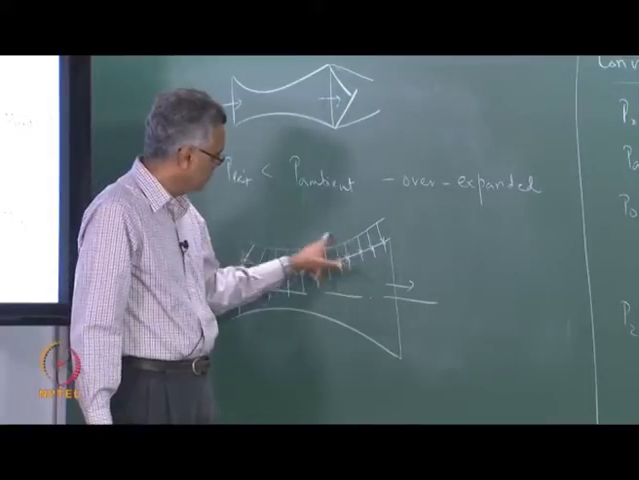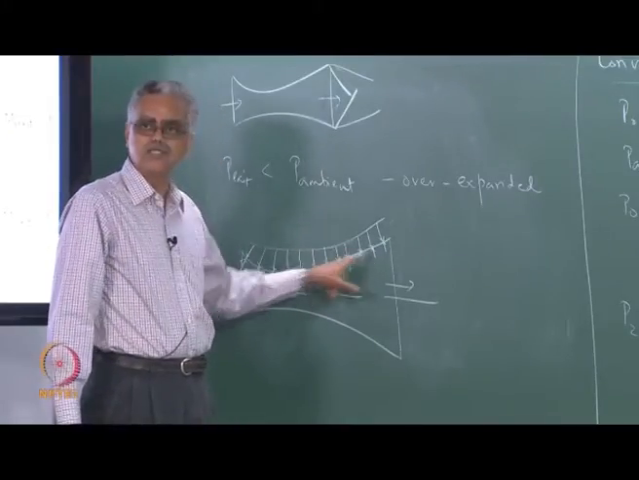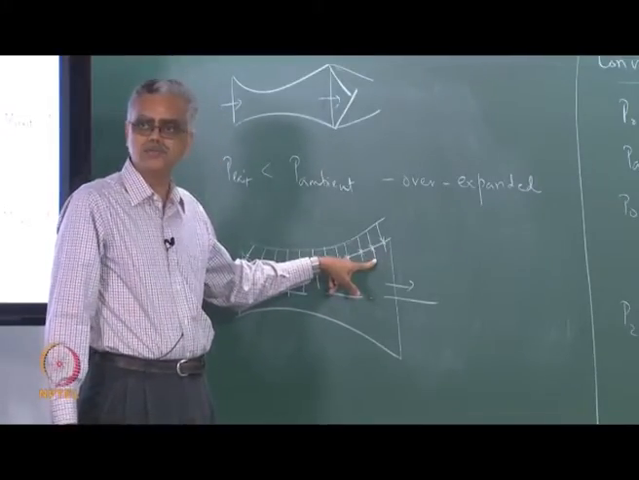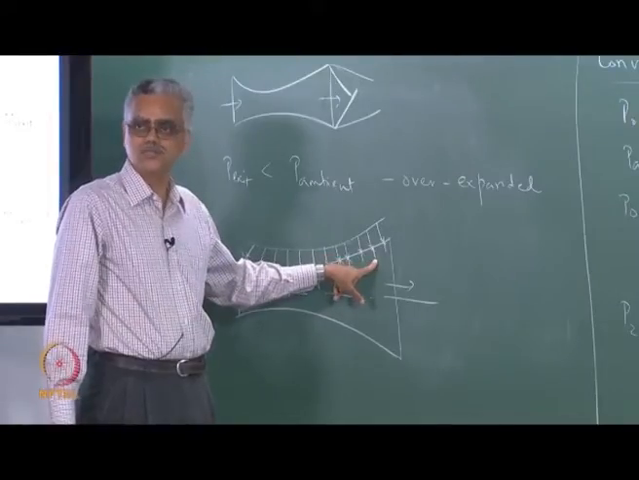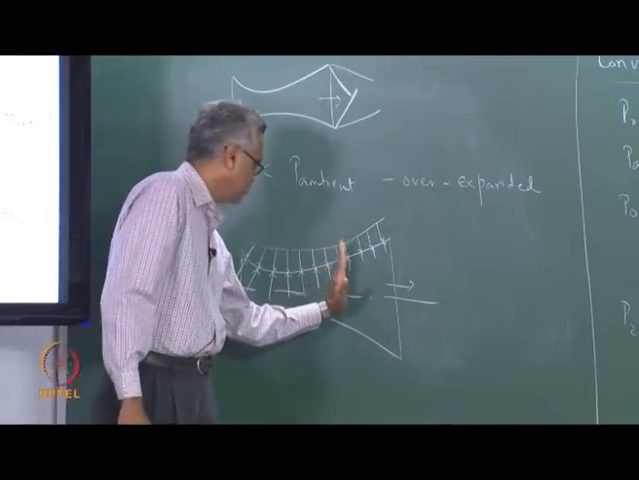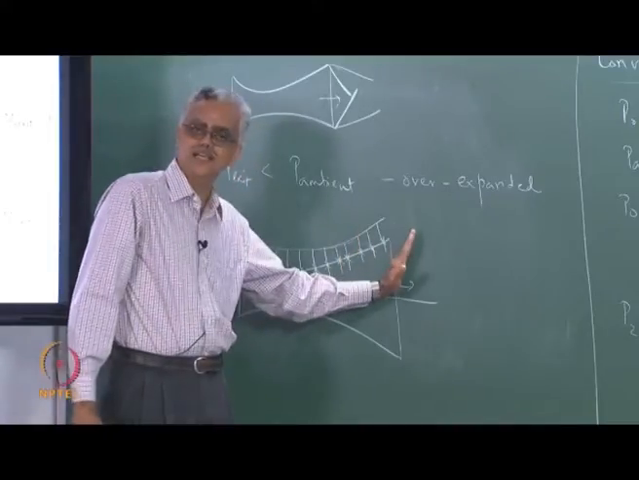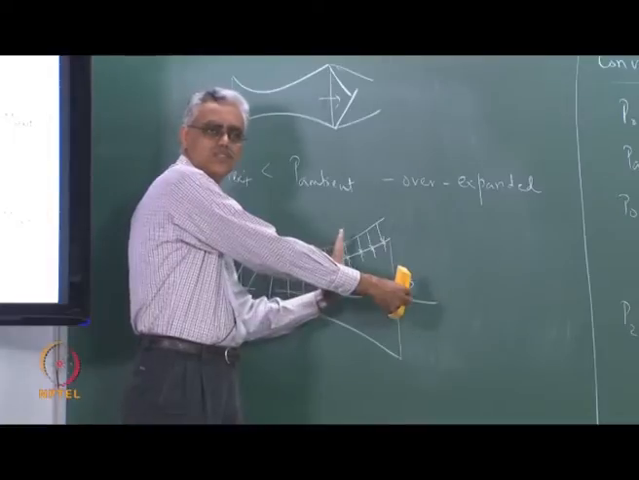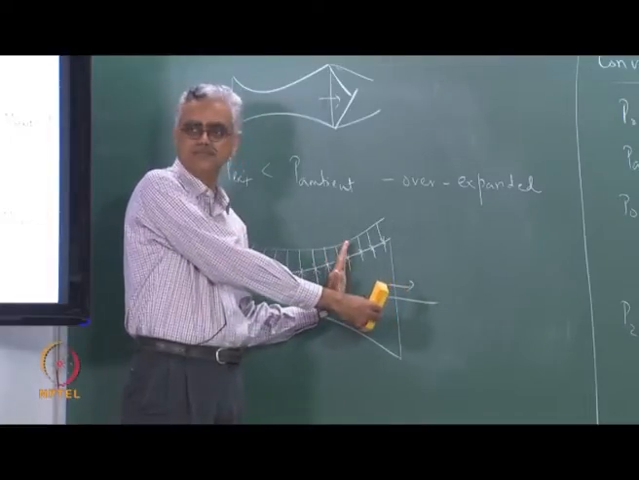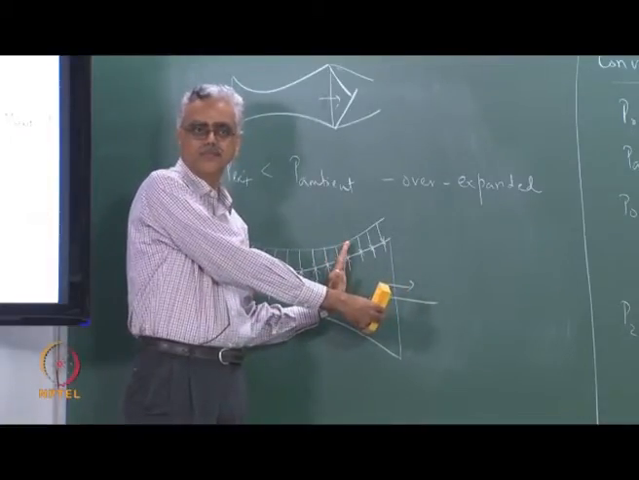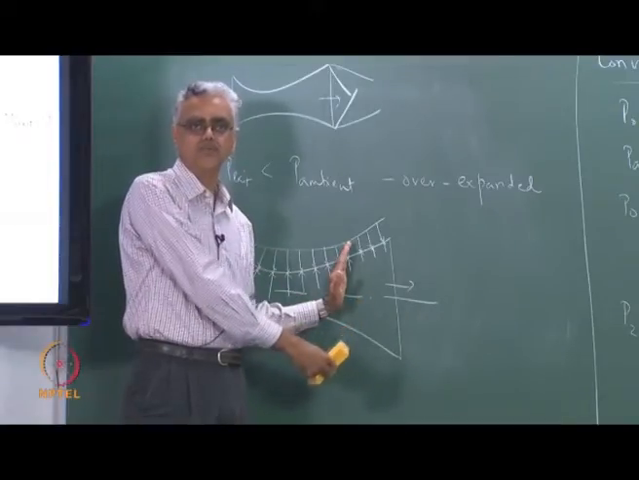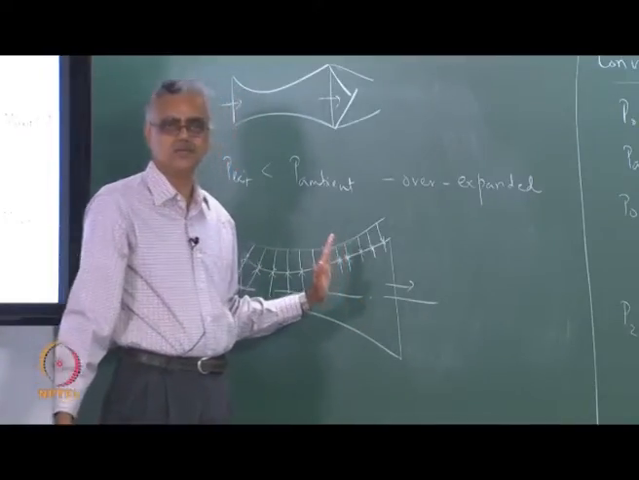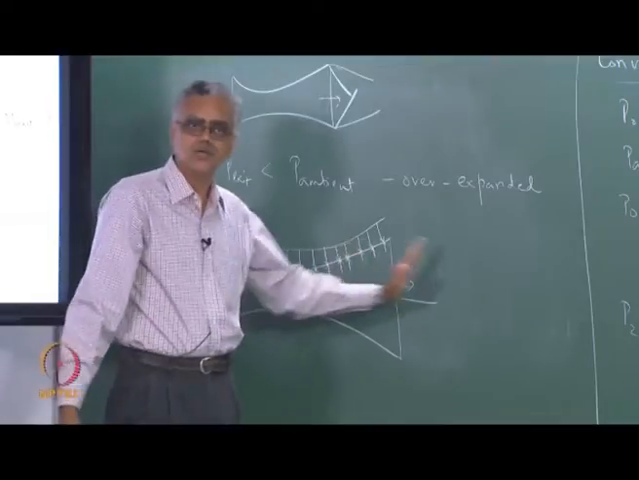So if this pressure becomes less than the ambient pressure, then this part of the nozzle is actually producing drag and not thrust. In fact, I can actually remove this part of the nozzle. It is as if I have a nozzle which is shorter than the entire nozzle, because this length of the nozzle is working against me. So that is the problem with overexpanded flow. Overexpanded flow is highly undesirable in a propulsion application because of the loss of thrust.